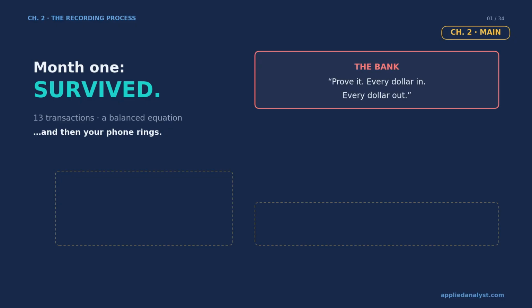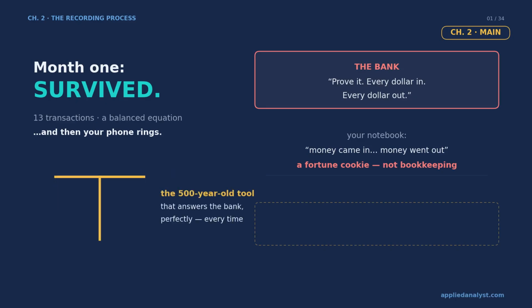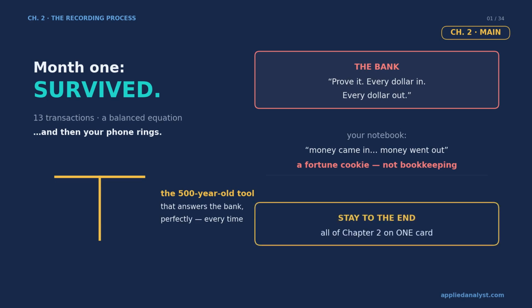You open your notebook and it says, money came in, money went out. That's not bookkeeping. That's a fortune cookie. Today you learn the tool accountants have trusted for 500 years. It looks like the letter T, and by the end, you'll write entries like a professional. Stay to the end, because the whole chapter fits on one card you can screenshot.